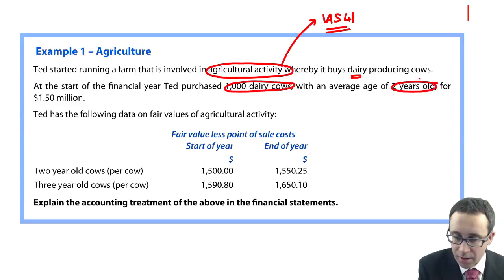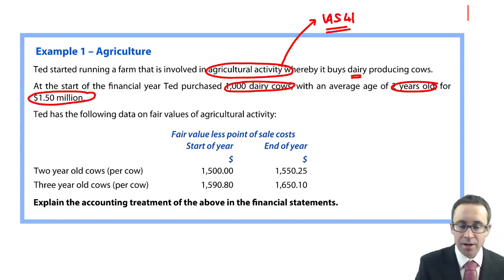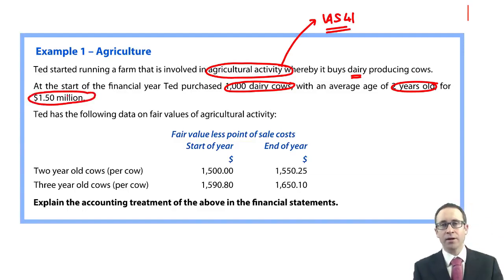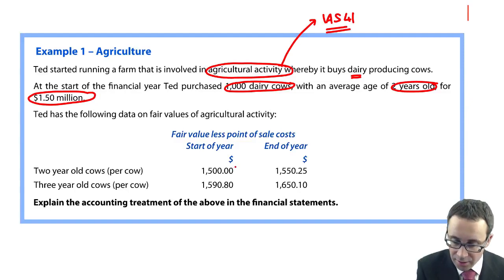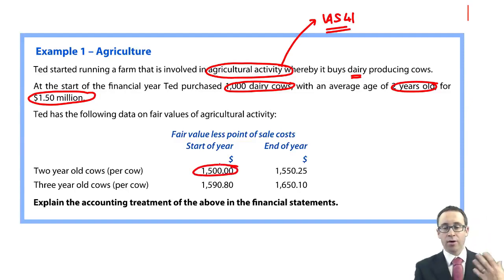Okay. At the start of the financial year, Ted purchased 1,000 dairy cows with an average age of 2 years for $1.5 million. Wow, I have no idea in the real world how expensive cows are, but that sounds quite a lot. But if you've got 1.5 million and you bought 1,000 of them, then that means it's $1,500 at the start of the year. So you can see your 2-year-old cow, the fair value less point of sale cost at the start of the year, is 1,500. So initially we recognize those dairy cows as a biological asset at 1.5 million.